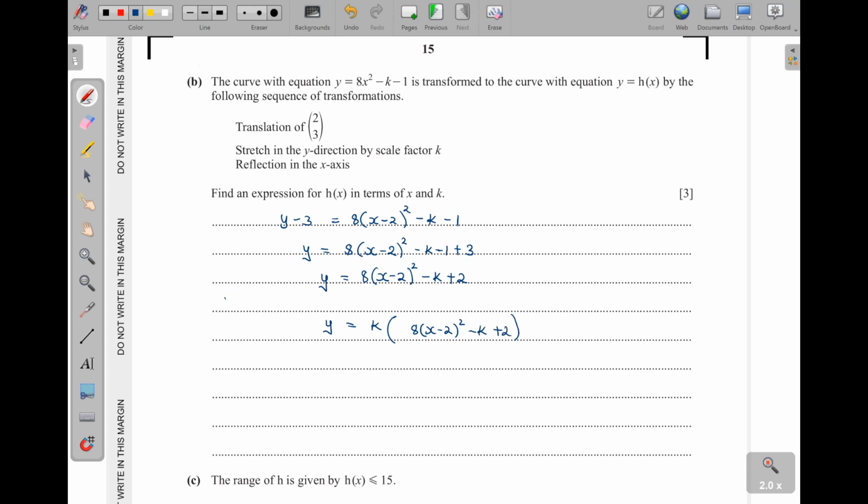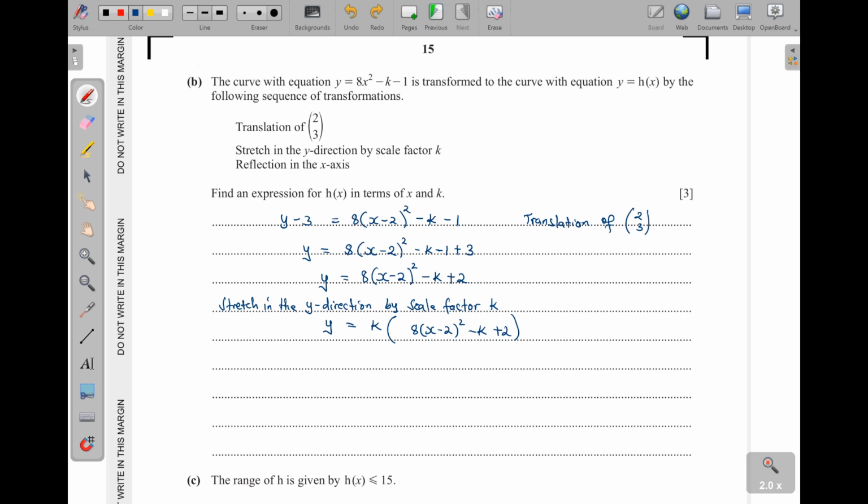Okay, here we are doing stretch in the y direction, stretch in the y direction by scale factor k. Here we were doing translation by vector (2, 3). Now the next one is reflection in the x-axis.